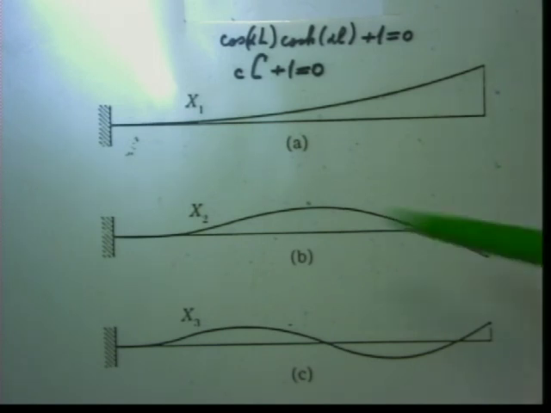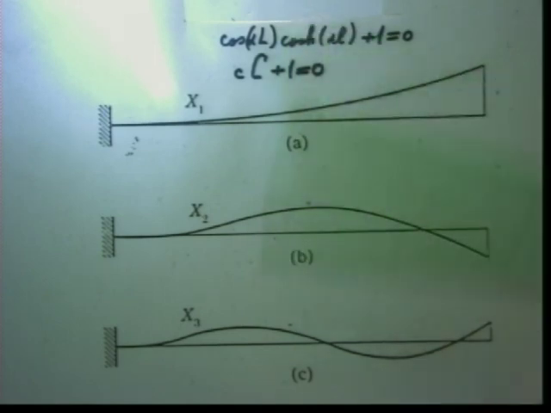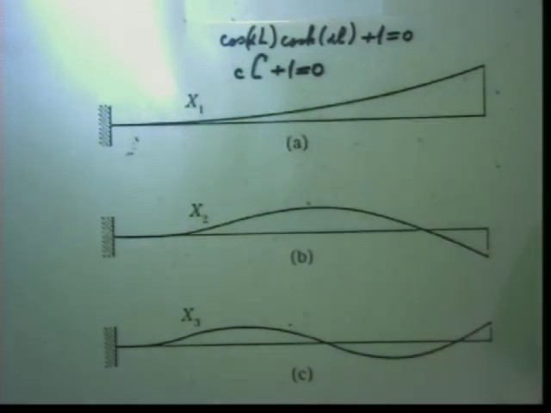Now, because boundary conditions are non-symmetric with respect to the middle, there are no symmetric modes and anti-symmetric modes. Because the boundary condition here is clamped, here is free, so these are totally different boundary conditions.